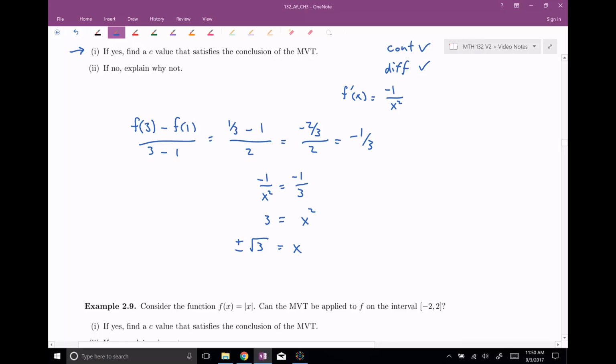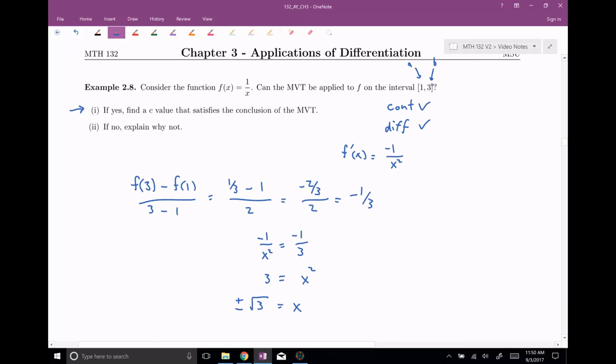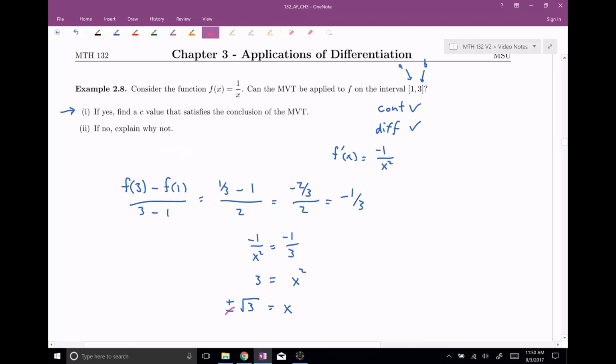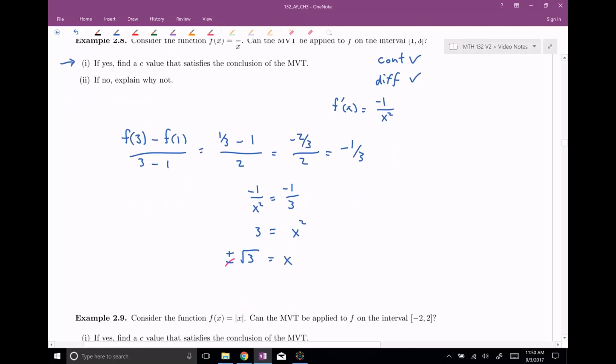But again, remember that we are on this interval from 1 to 3. We want a c value that's in this interval. So we're not going to include the negative, right? The negative root 3 is less than 1 certainly, so it's not in this interval. Remember, root 3 itself is around 1.7-ish. So in this case, our only c value is c equals root 3. And that would be my final answer.